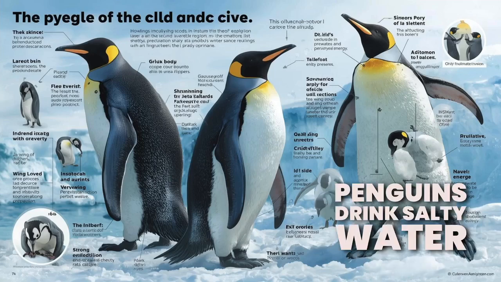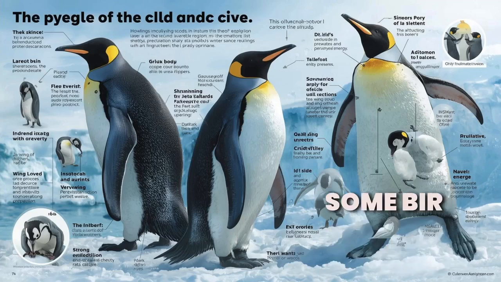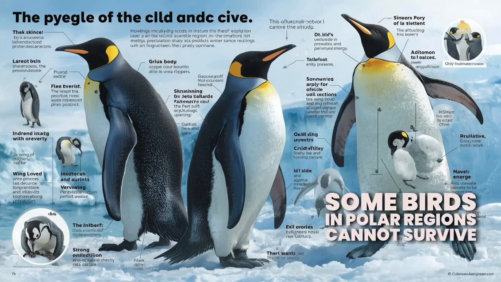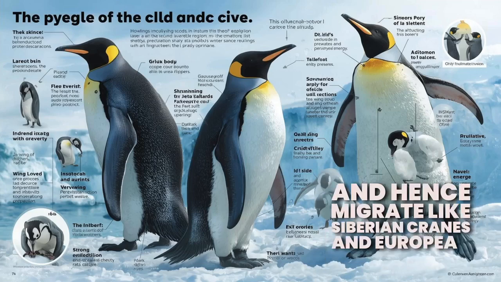Penguins drink salty water and excrete excess salt through their nasal passages. Some birds in polar regions cannot survive extreme cold and hence migrate, like Siberian cranes and European swallows.